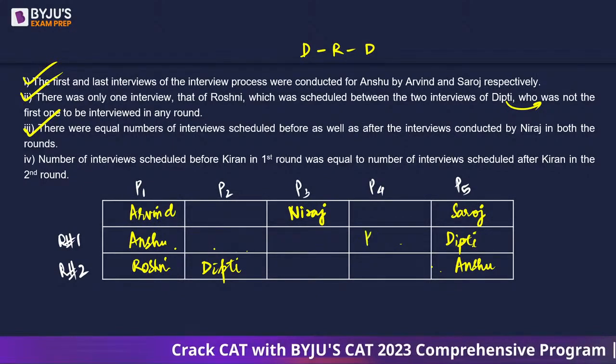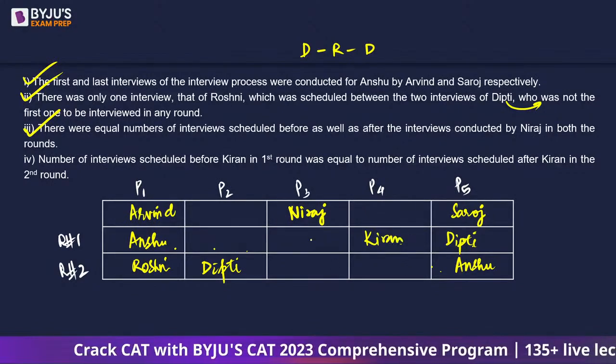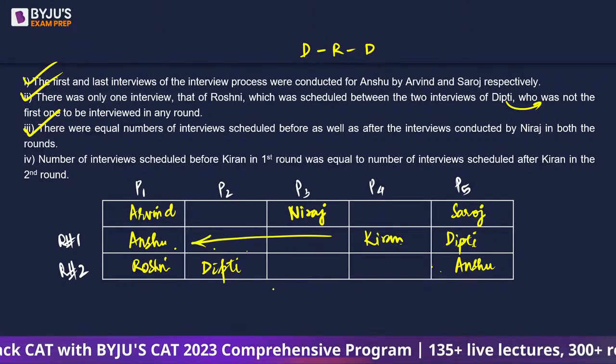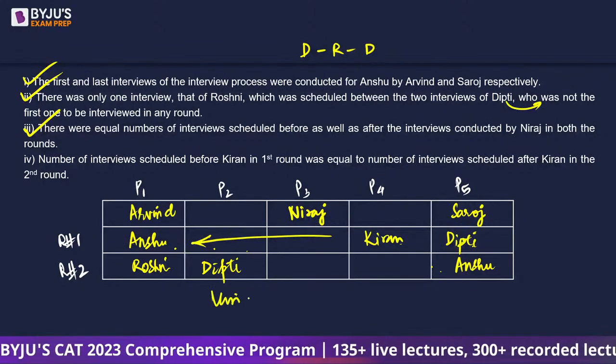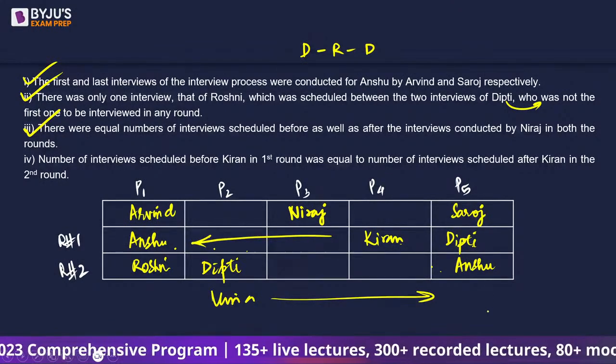Next possibility is if we put Kiran here. So there are 3 people who appeared for the interview before her. So Kiran is supposed to be here so that 3 people were interviewed after her.